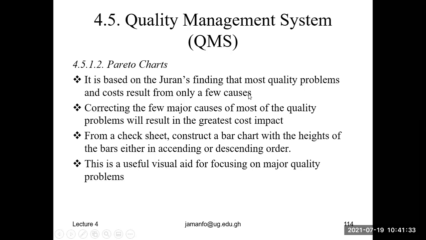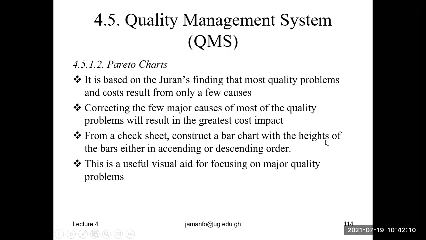So a few of the causes, or defects, will result in higher cost in terms of quality. And the majority of the issues, we can gloss over because they don't really create much concern. Correcting a few major causes of most of the quality problems will result in great cost impact. That's what it means. From a check sheet, we construct a bar chart with the height of bars either in ascending or descending order. This is what makes it a Pareto chart.